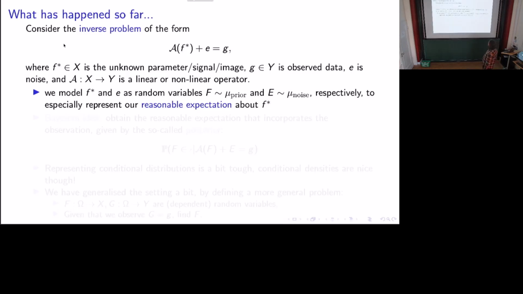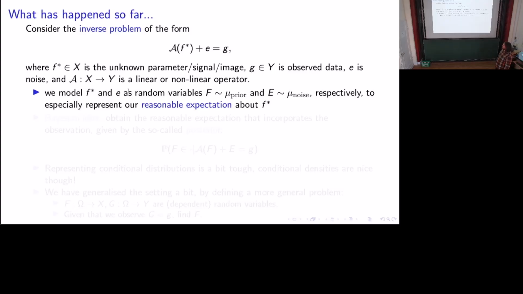All right, and then just a small recap slide. So we were studying inverse problems of this form. We're looking for some f star, A is some operator, E is some noise, G is some data. We try to figure out f star given G and given A, and maybe having some idea of what E is. Then we said we model f star and we model E as random variables, so having a prior and a noise distribution.